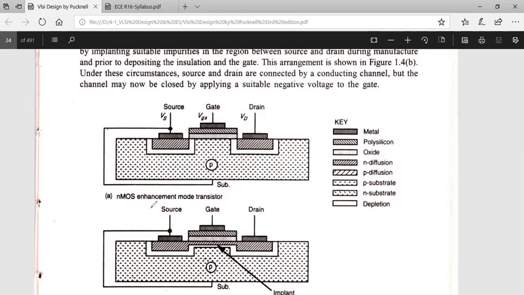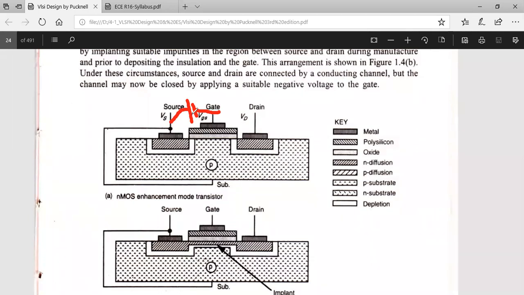Next, you can see here, we have to discuss the operation of this NMOS enhancement mode transistor. If you go with this NMOS transistor in enhancement mode, its operation is just like this. This gate plays a very important role. That means we give some voltage with respect to this gate and the source.